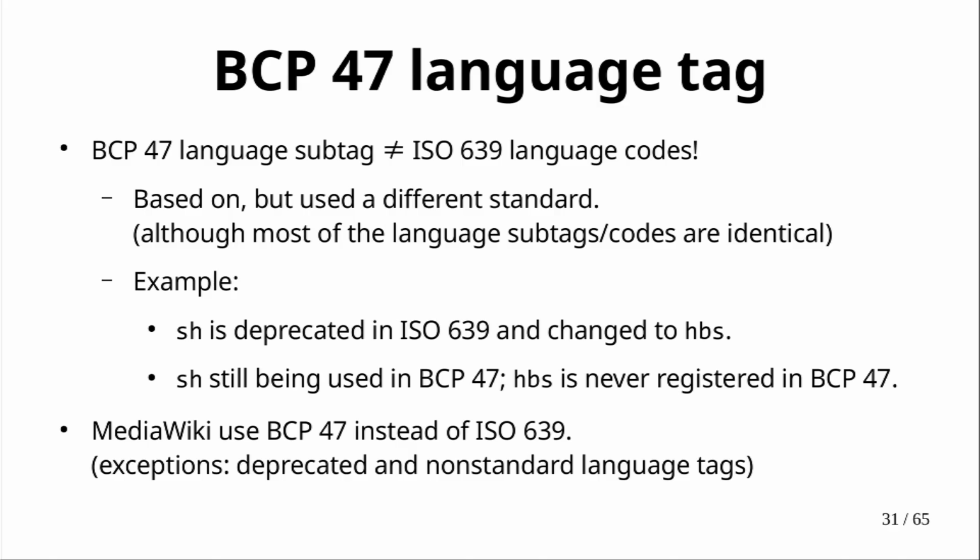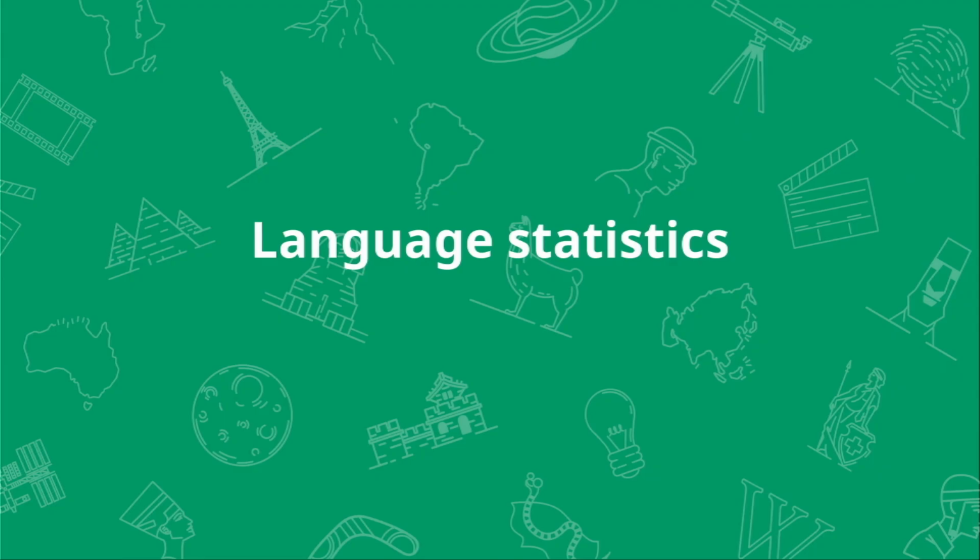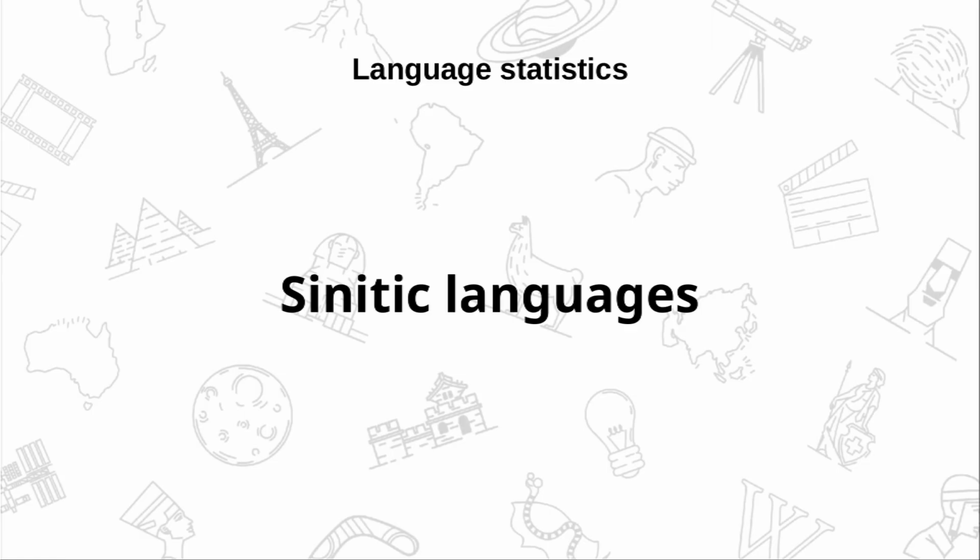And MediaWiki actually mostly uses BCP 47 instead of ISO 639. So you might see some wrongly labeled cases on the Incubator, where it might say ISO 639 but actually means BCP 47. Yeah. So there are some exceptions, including deprecated and non-standard language tags. For example, ZH-YUE should be simply YUE instead of ZH-YUE, and ZH-CLASSICAL. But these codes are actually non-standard and deprecated in BCP 47.